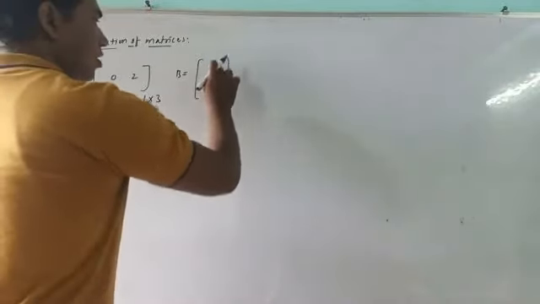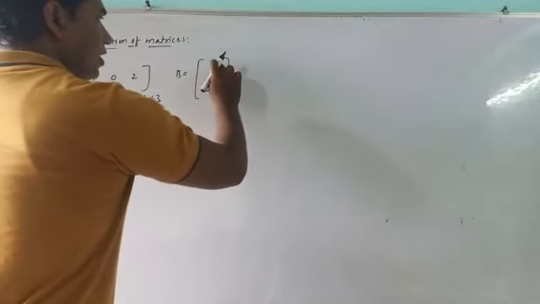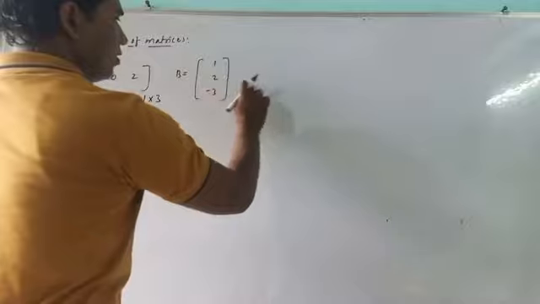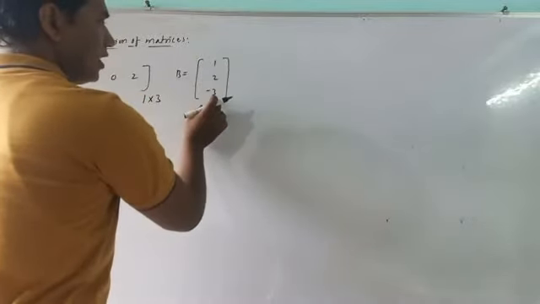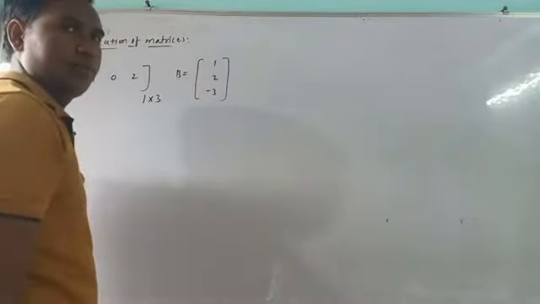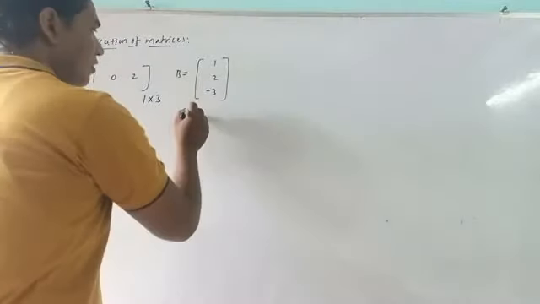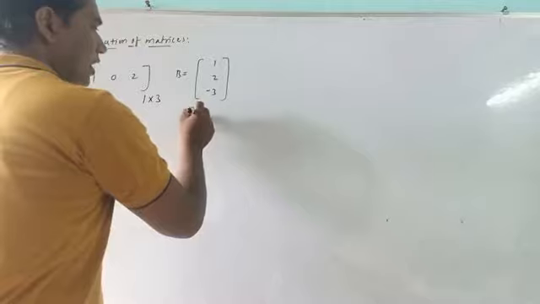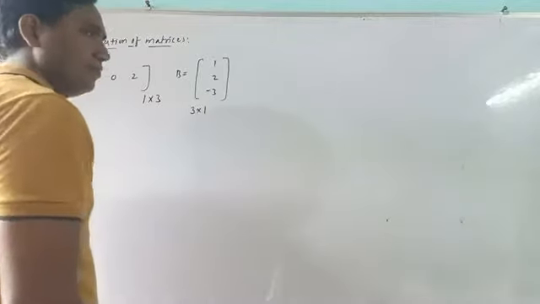Again, look at this matrix. Now, what is the order of this matrix? If you observe here, there are 3 rows. This is one row, this is a second row, and this is a third row. And how many columns are there? Only one column is present here. So we can say that the order of the given matrix is 3 rows and only 1 column.